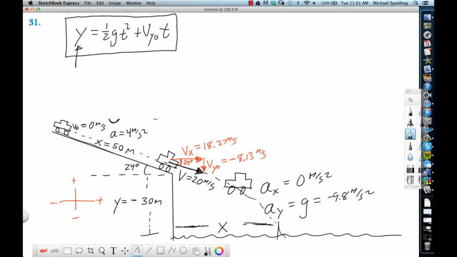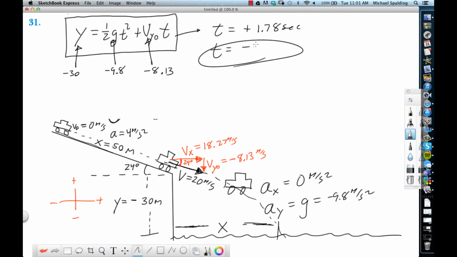So what's our y? Negative 30. What's our g? Negative 9.8. What's our vy initial? Negative 8.13, right? See right here, vy initial. You plug in here, and if you do the quadratic, you're going to get t equals a positive number and t equals a negative number. The positive number, I can tell you, is going to be 1.78. The negative number, I don't know, but guess what? Time can't be negative. It's not going to be that one.